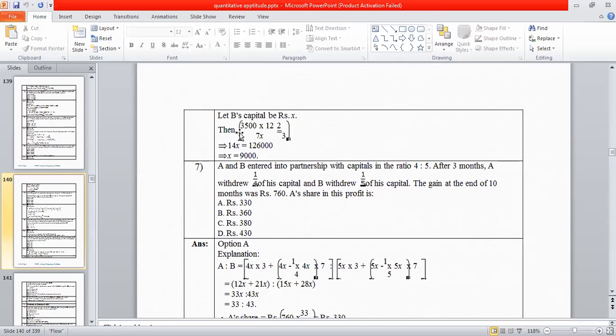Whether it is correct or not. Okay, so the value of X is 9,000. So B's capital will be rupees 9,000.